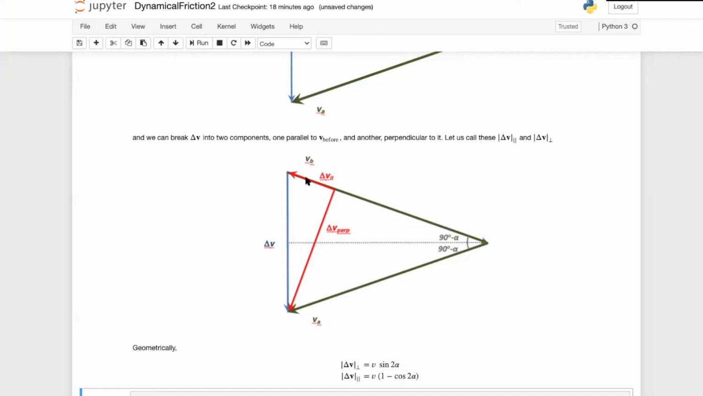Now, the parallel one. If this side here is v sine of 2 alpha, then this side here from the perpendicular to the vertex is equal to v times cosine of 2 alpha. This whole vector here is v. So this little part here is v minus v cosine 2 alpha. That's what's written here, v times 1 minus cosine of 2 alpha.